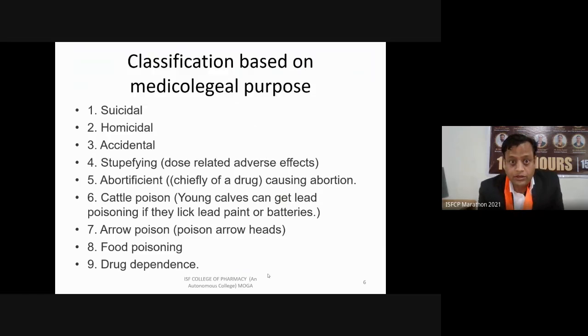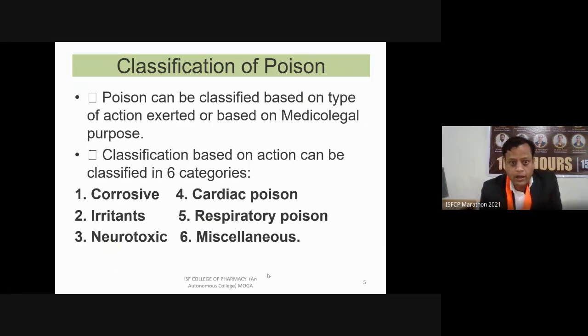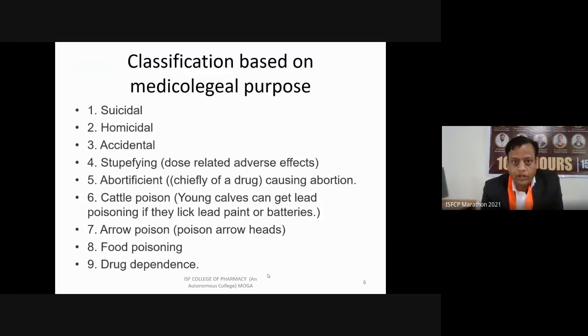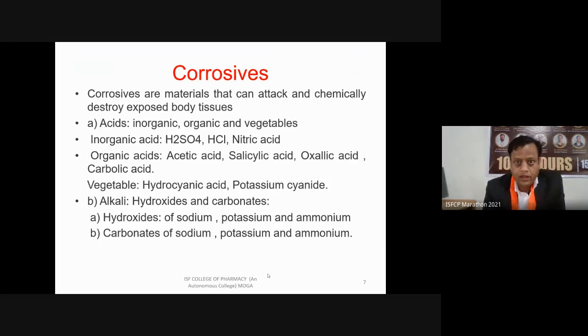Classification based on medico-legal purposes include suicidal, homicidal, accidental, stupefying, dose-related adverse effect, abortifacient, chiefly of drug causing abortion. So abortifacient is also a medico-legal purpose. Poison, cattle poison, then arrow poison, poison arrowheads, food poisoning, and drug dependence. So these all included under classification based on medico-legal purpose. So I have classified poison firstly on the basis of their action, and secondly on the basis of their medico-legal purpose. So first we start with corrosion.